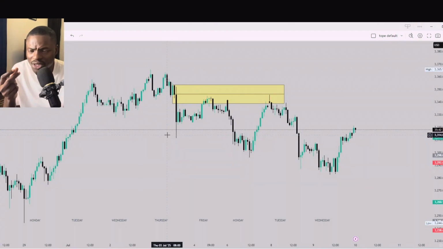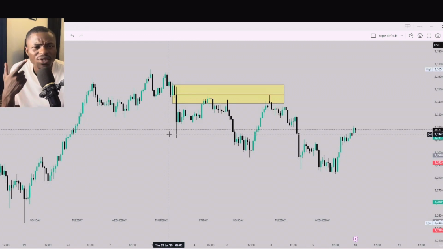Remember, in this video, I want you to remember two specific things. The market moves based off of liquidity. The market cannot go from point A to point B without taking out liquidity. And the second thing I want you to understand is that we have two types of liquidity. We have the external range liquidity, and we have the internal range liquidity.